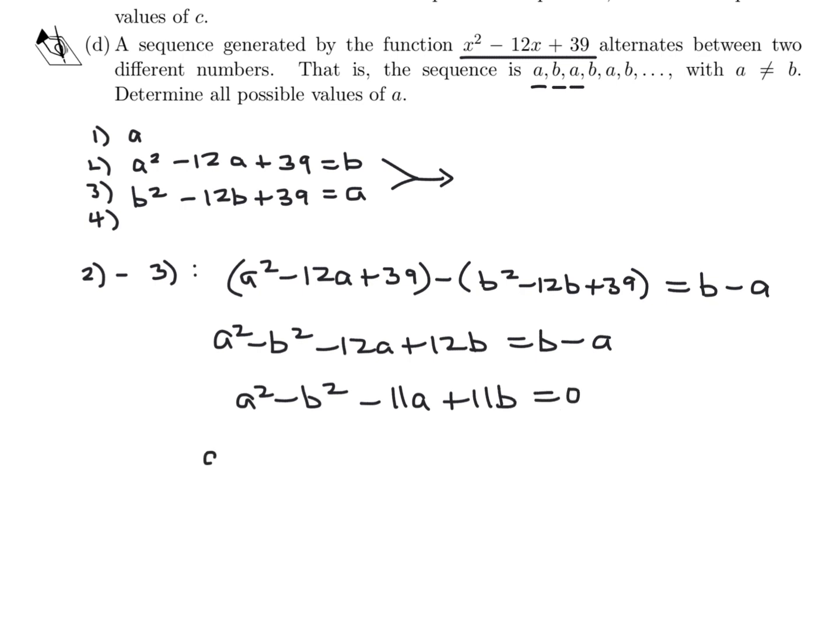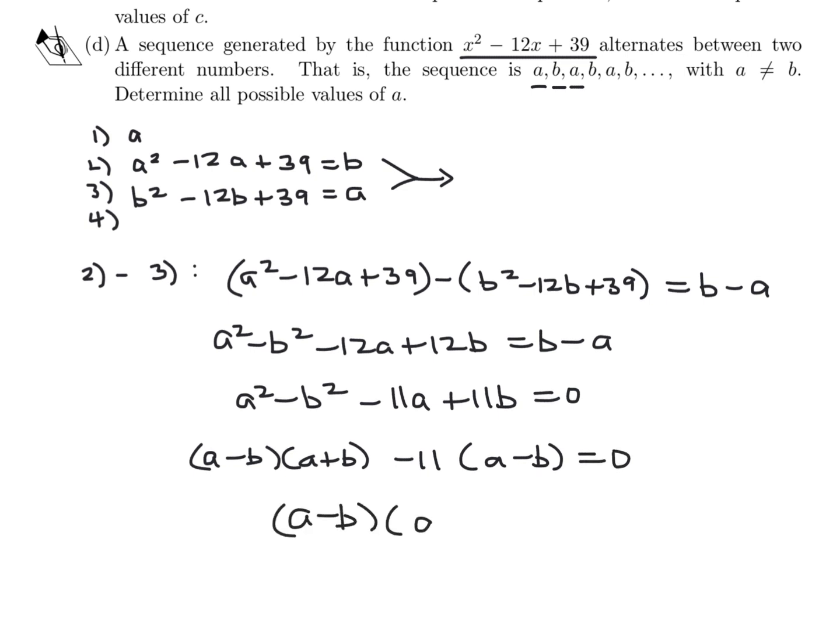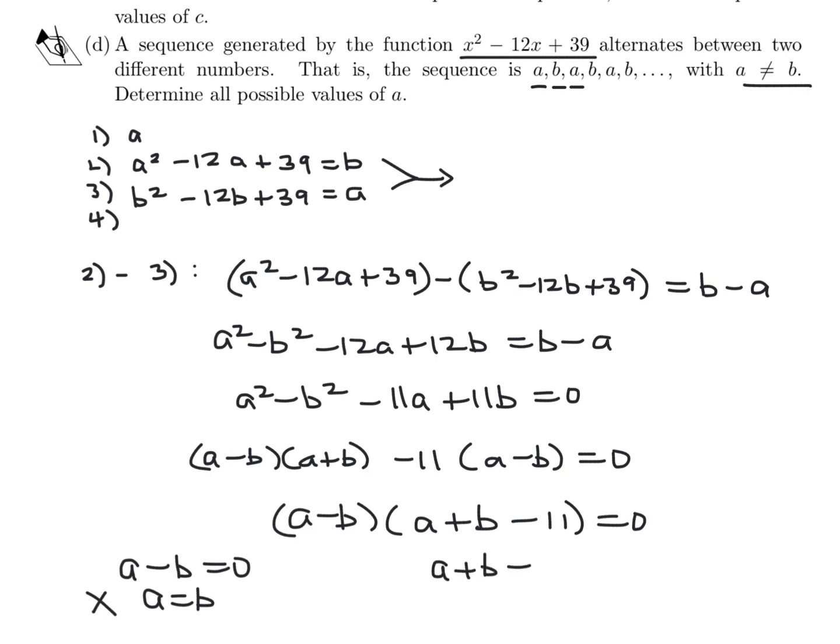Okay, this factors: a minus b, a plus b, I think the 11, that's pretty obvious, a minus b, and then finally the a minus b factors, and then you'll be left with a plus b minus 11. So that means that a minus b is either equal to 0, so that means a equals b, but they told me that a does not equal b, so this one is not possible. So the only other thing that's possible is that a plus b minus 11 is equal to 0, so therefore a plus b is equal to 11.